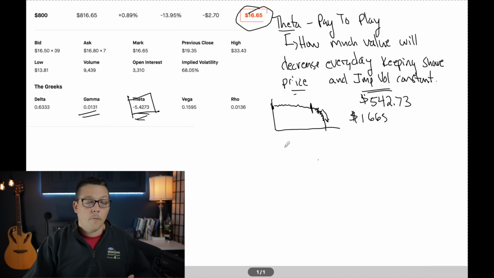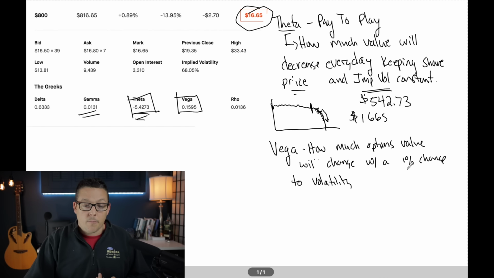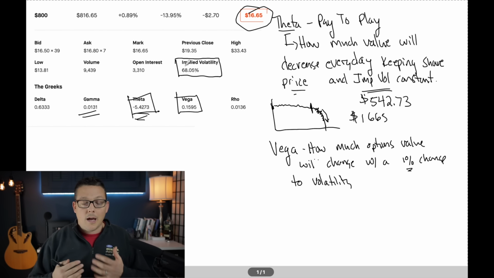Now, speaking of implied volatility, when I see volatility, I think Vega. So Vega, guys, is very, very important. And remember, Delta and Gamma deal with a $1 change. This is going to be a 1% change in the implied volatility, which is why I kept this up here as well.